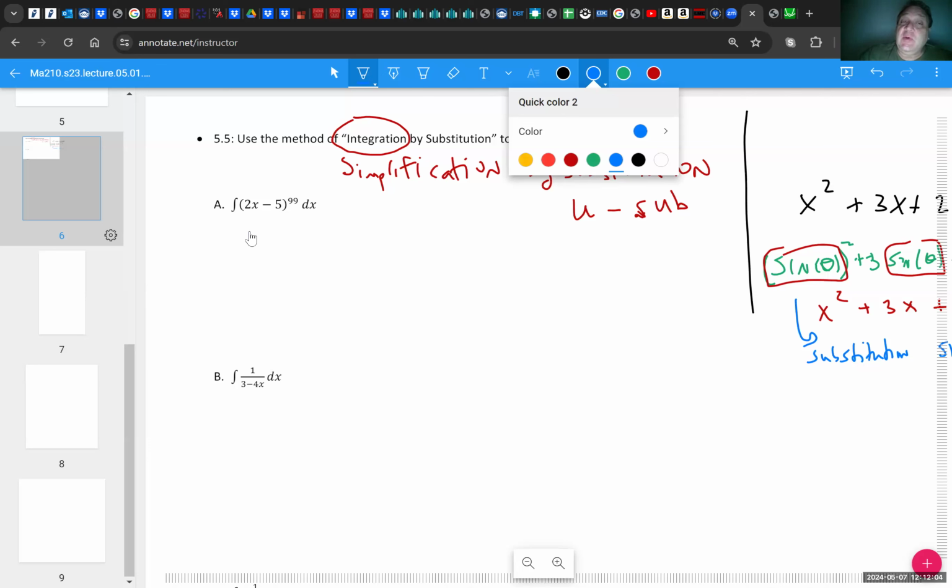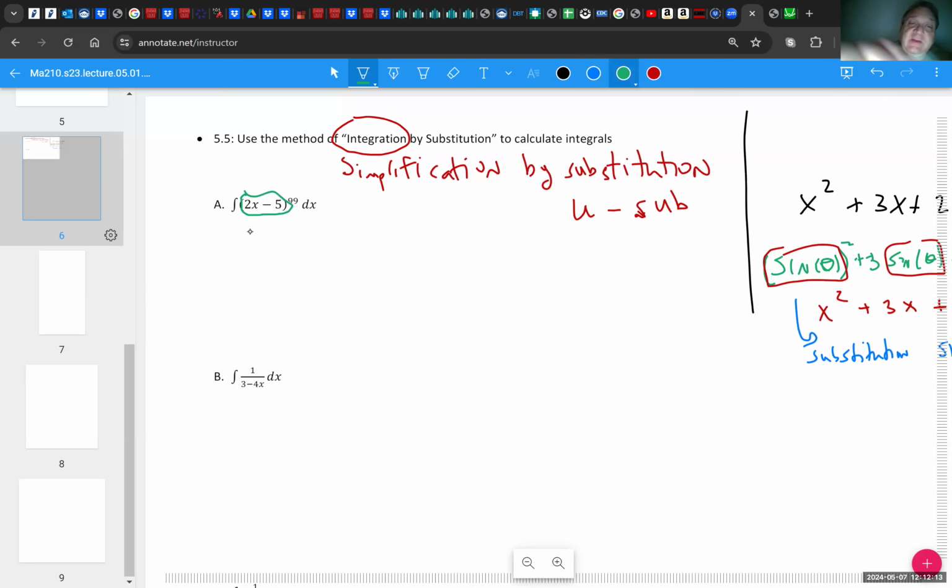So the first thing is I'm going to identify something that's complicated that I would like to get rid of. In this particular case, the thing inside the parentheses, the 2x minus 5, is the complicated part. If I could just imagine that was just x, and I had x to the 99 instead of 2x minus 5 to the 99, the problem would solve itself because I have the formula for x to the 99. So identify some portion that you would like to get rid of, and we're going to make that our new variable u. So we're going to say u is equal to 2x minus 5.